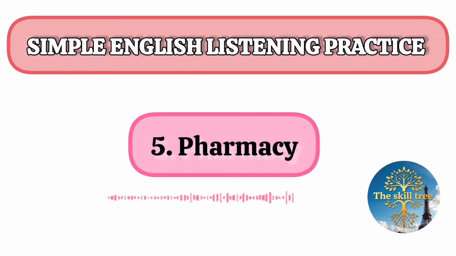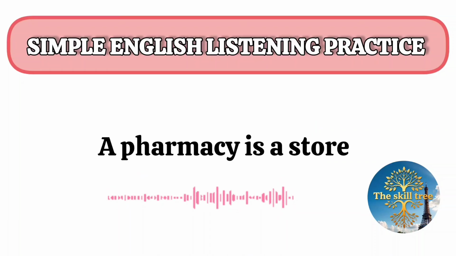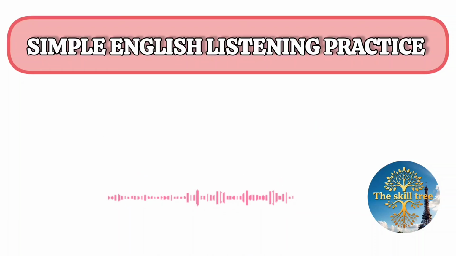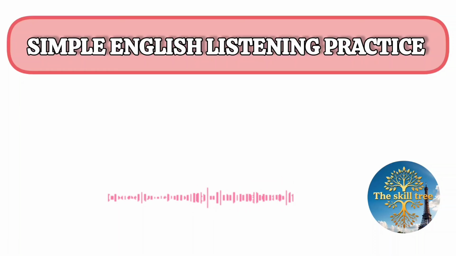Word number 5, pharmacy. A pharmacy is a store where you can buy medicine. Example, I will buy my medicine at the pharmacy near my house. The story.